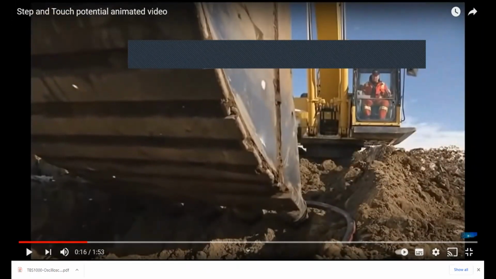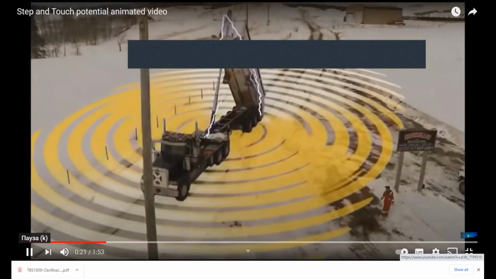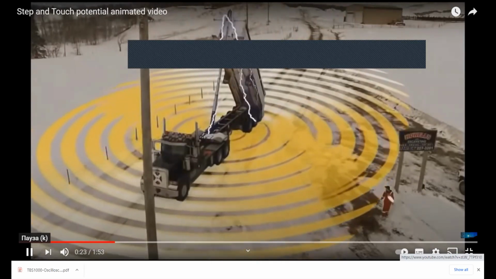So here is a short circuit. See, the underground cable is in contact with this equipment, and it's a short circuit. Equipment or objects that could be energized. Everything within a 10-meter radius of the contact could also be energized.